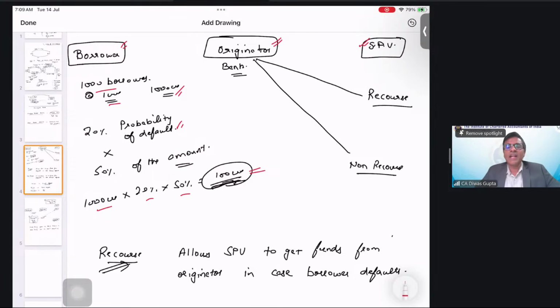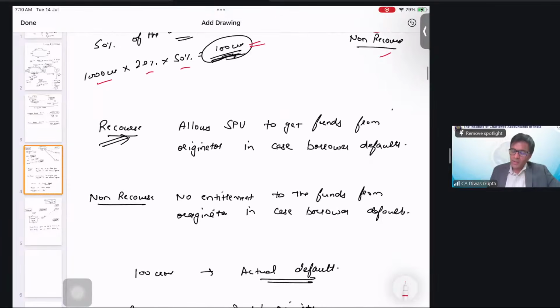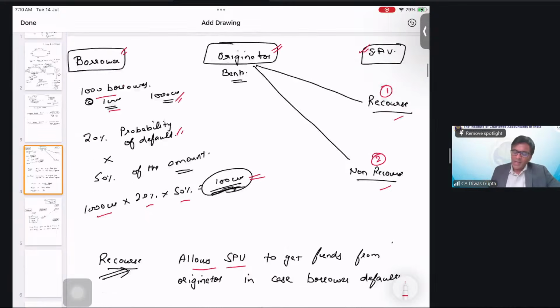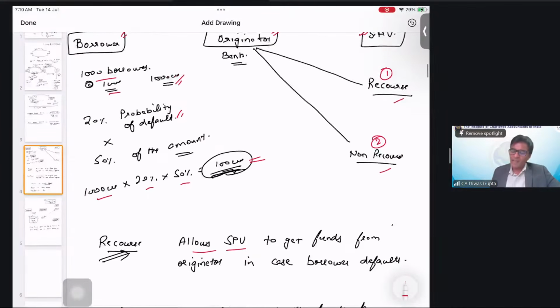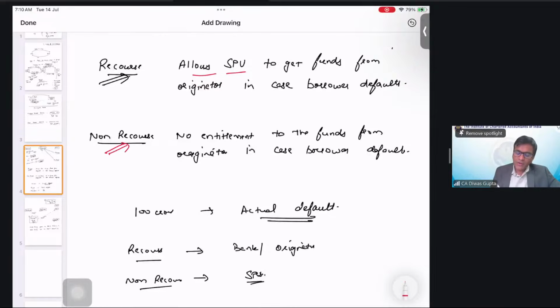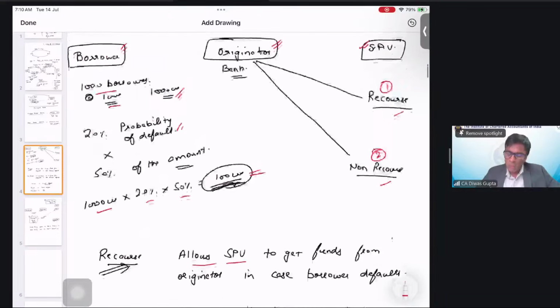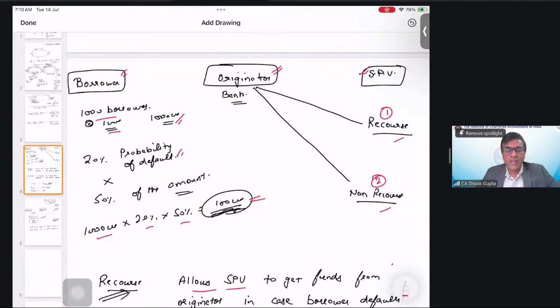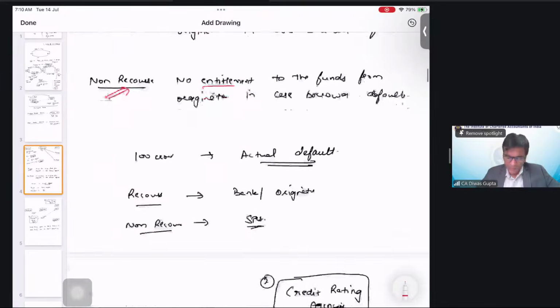So what will SPV do? SPV will look into this and it will enter into two types of arrangement. There are two possibilities. One, on recourse basis. Second, on non-recourse basis. The one on recourse basis allows SPV to get funds from the originator in case the borrower defaults. So in case this 100 crore is defaulted by the borrower, the SPV will have a right to claim back the funds from the originator. That is called recourse. In case of non-recourse, there is no entitlement to the funds from the originator in case the borrower defaults. So that means the loss will remain with SPV in case of non-recourse. In case of recourse, the loss of SPV will be made good by the originator, and hence the originator will bear the loss. Clear?